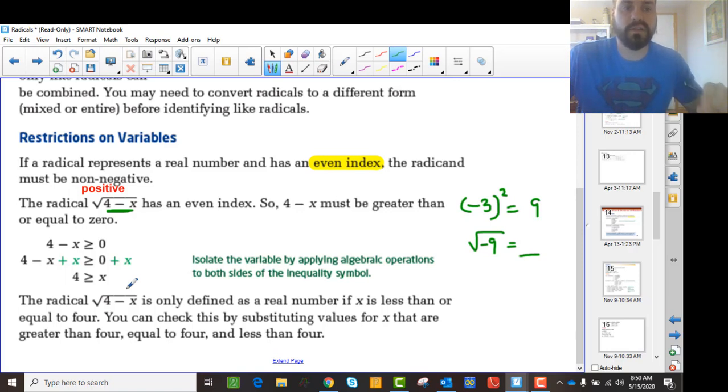So that's two important points before we get into the actual operation of adding and subtracting. One is you have to have like radicals if you want to add or subtract them, and the second is you have to restrict even powered indexes.